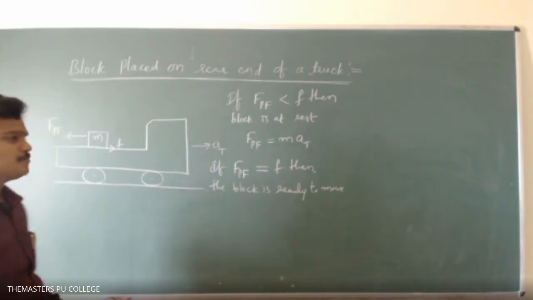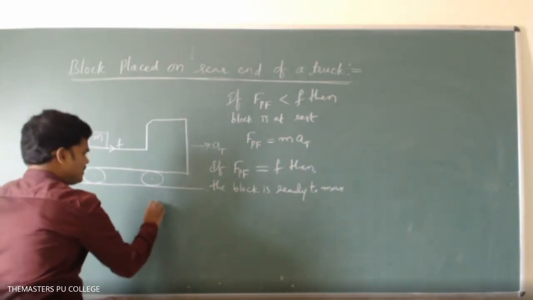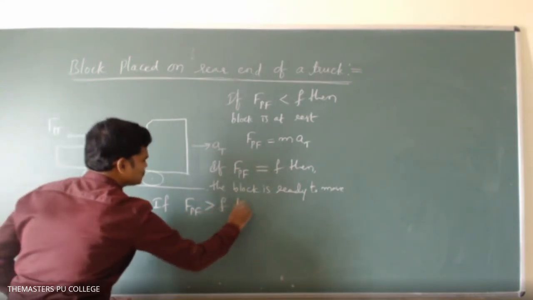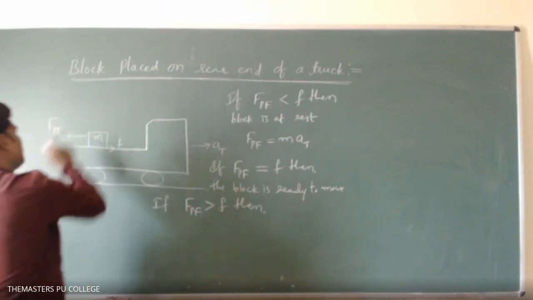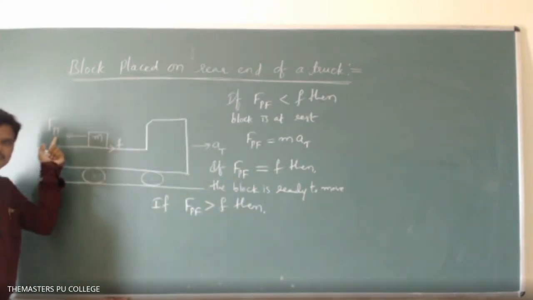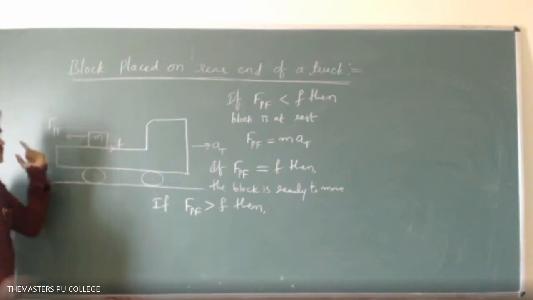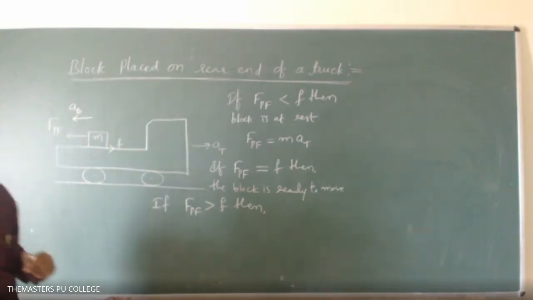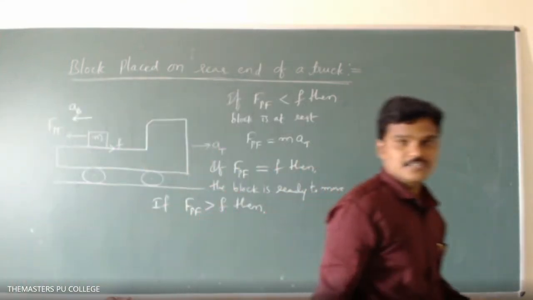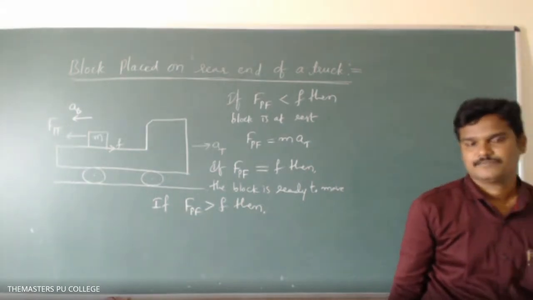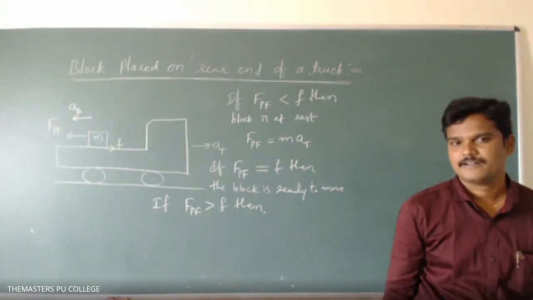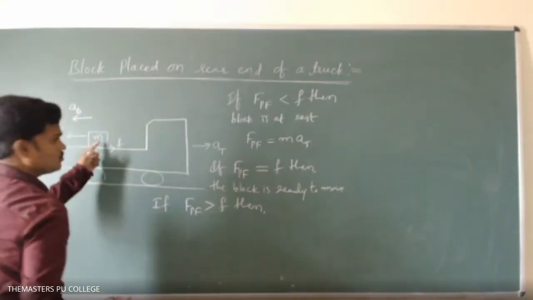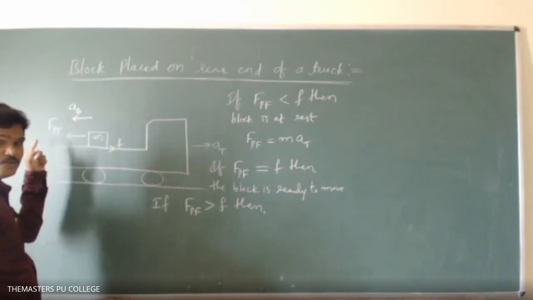Let me write here. If pseudo force is greater than frictional force, then tell me now. If this is dominating, pseudo force greater than frictional force, then this block moves with an acceleration A suffix B, B for block. Block moves with an acceleration of what? A suffix B. Clear? So there is an acceleration. Now in this case, the block is moving with an acceleration A suffix B. Followed?